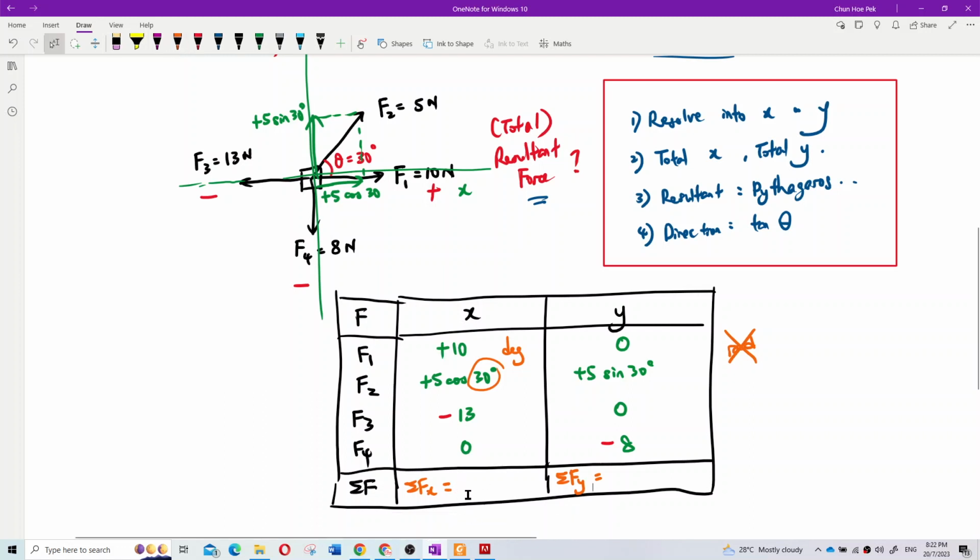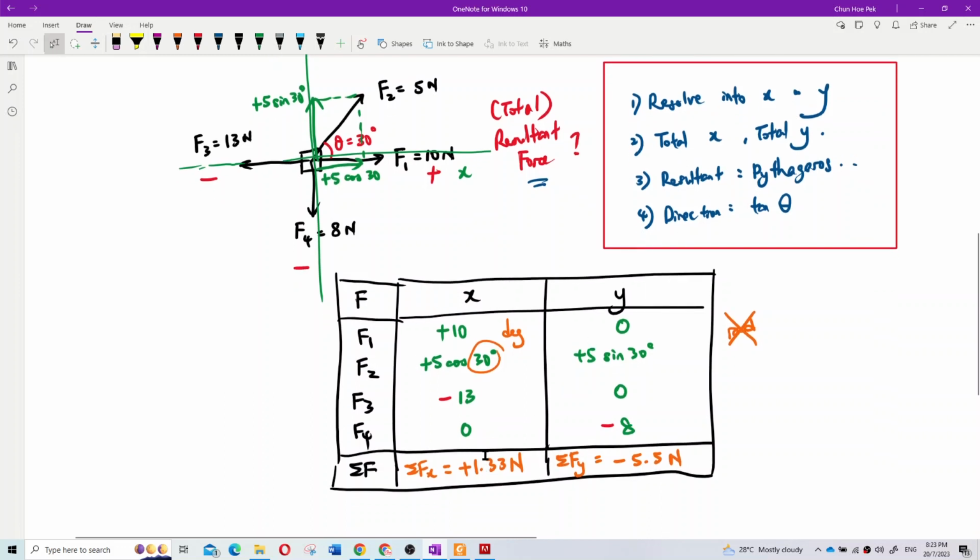What is total Fx? What's the value? 1.33. Positive or negative? Positive. Positive 1.33 Newton. That's good. Thank you very much. And then how about the y component? Negative 5.5. Negative 5.5 Newton. Thank you. So this is the total x, total y.